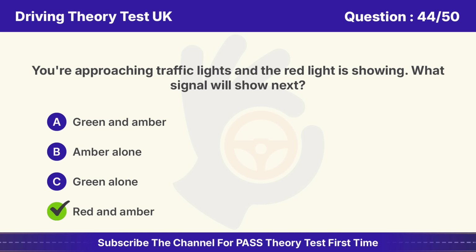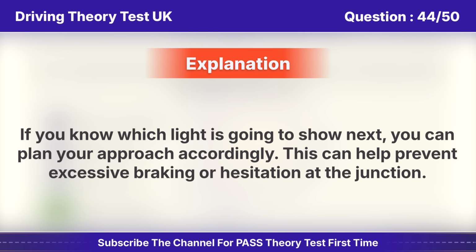Answer is D. Red and amber. If you know which light is going to show next, you can plan your approach accordingly. This can help prevent excessive braking or hesitation at the junction.